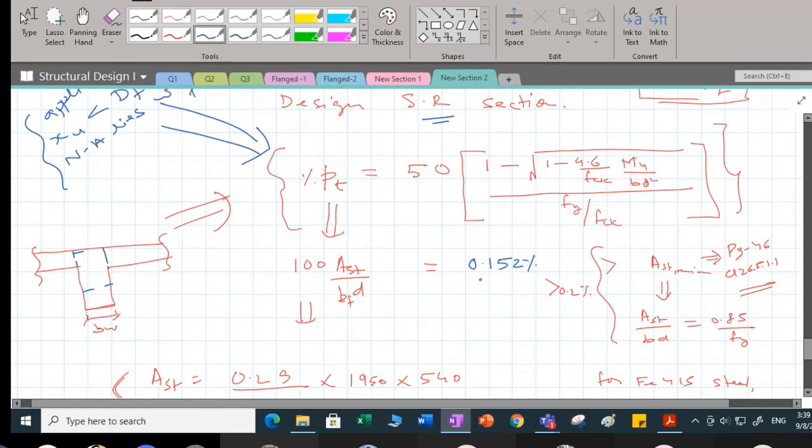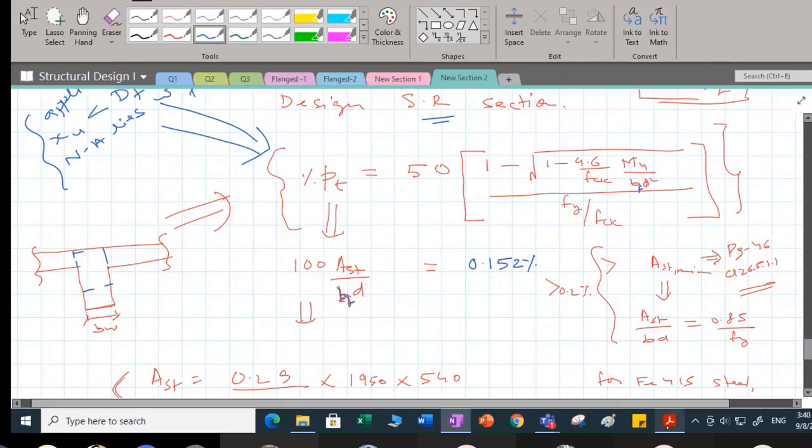I had got this as answer 0.152%. Now there is always confusion like percentage PT, whether 100 AST by BWD I should take or width of flange, BF by D, I should take. Now since I'm using here effective width of flange BF, here percentage tension reinforcement is also 100 AST by effective width of flange BF by D.